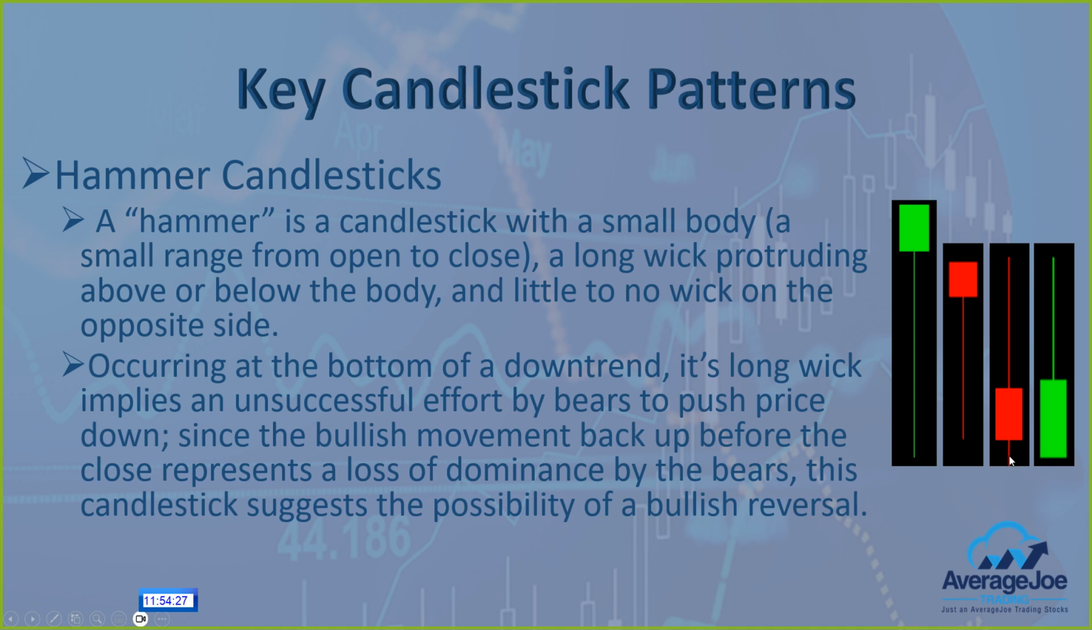Some hammers will have a little wick protruding through the other side. Some may not have any wicks at all. But a traditional hammer is going to have the body at the top. An inverted hammer is going to have the body at the bottom.